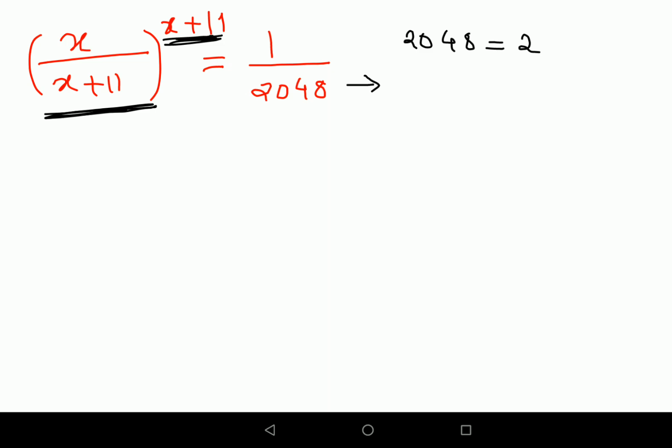Put a pause to this video. If you can figure it out, then well and good. If you can't, then you can see how I am doing this. So here I can say that 2048 is nothing but what? It is just 2 raised to 11.